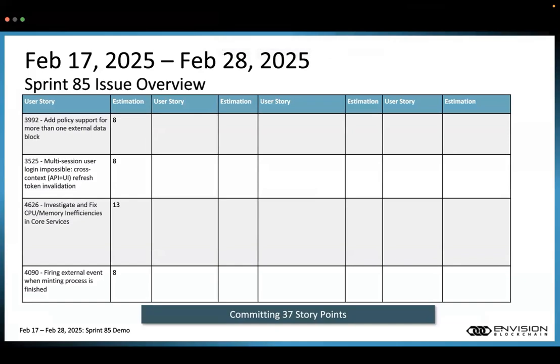Looking at Sprint 85, we are committing to 37 story points, which include 3525, which is multi-session user login impossible. We are also investigating and fixing some of the leaks we have identified in the CPU and memory. We are also working on 4090, which is firing an external event when the minting process is complete.